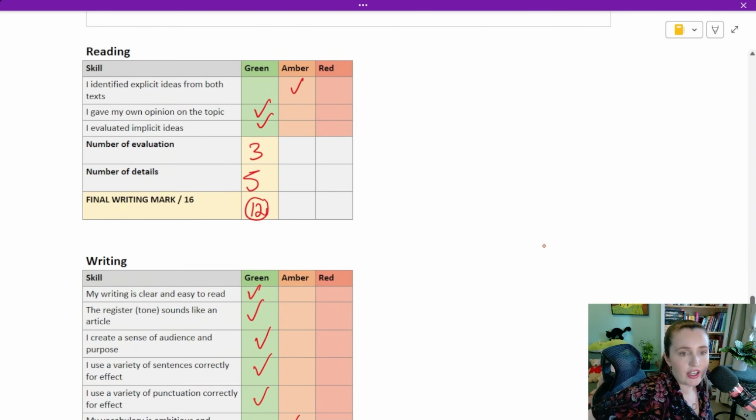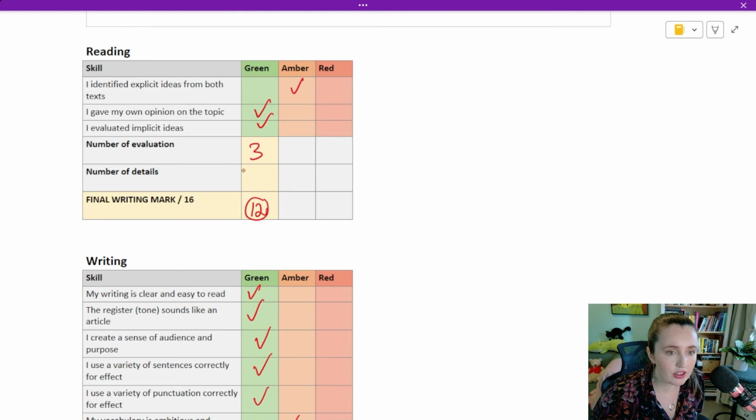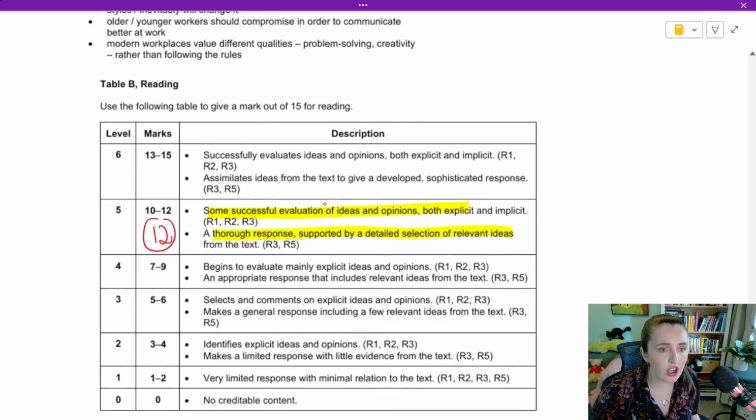So for reading, she had 3 evaluation points and she had more than 5. I added on 2 more details as I read. So she's got lots of details and 3 evaluation points. So I gave her 12 out of 15. So she's right at the top here.